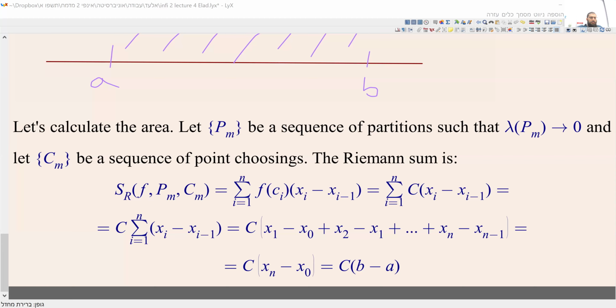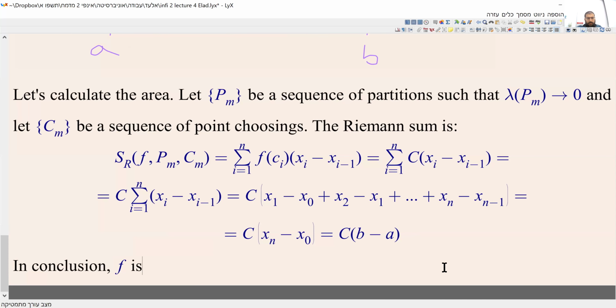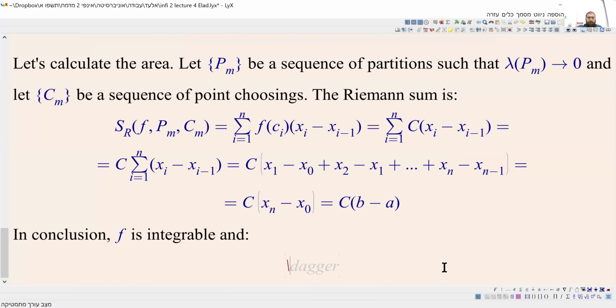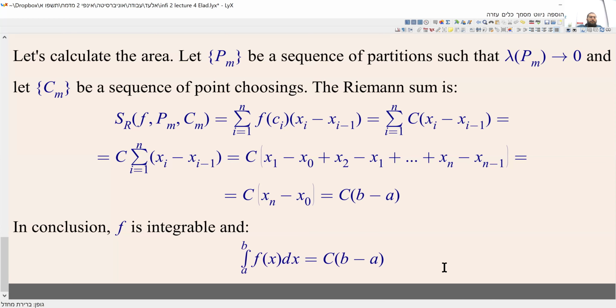Now, after you finish writing it down and maybe have questions, we can look at a counterexample, a function that is not integrable. So, in conclusion, f is integrable, and the integral, the signed area between f and the axis, is C times (B minus A).